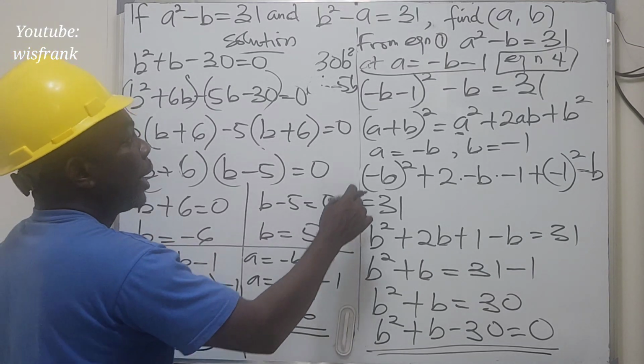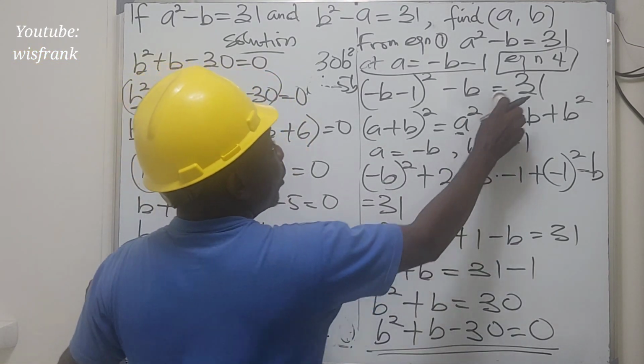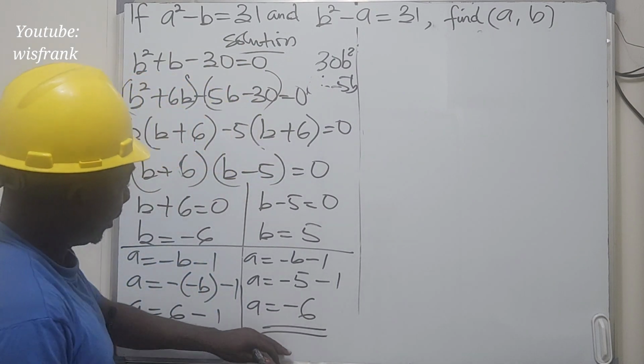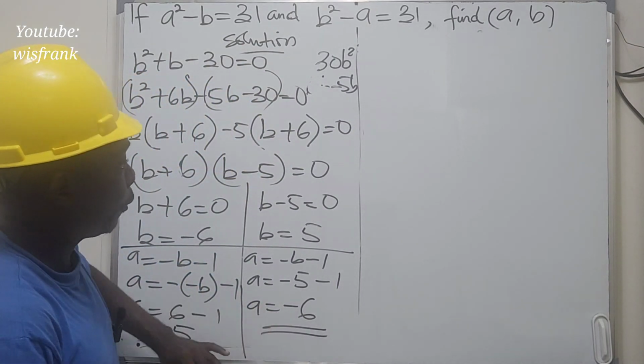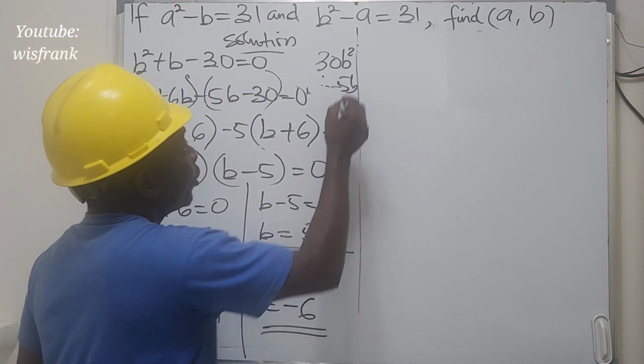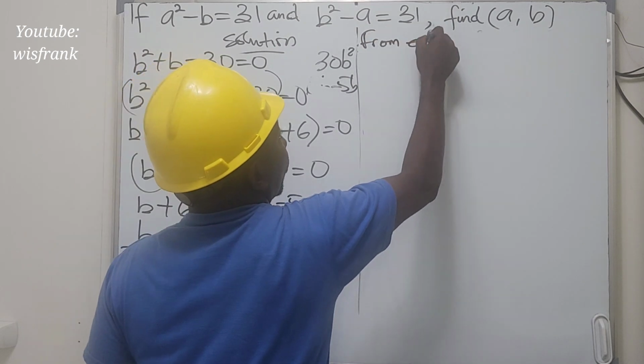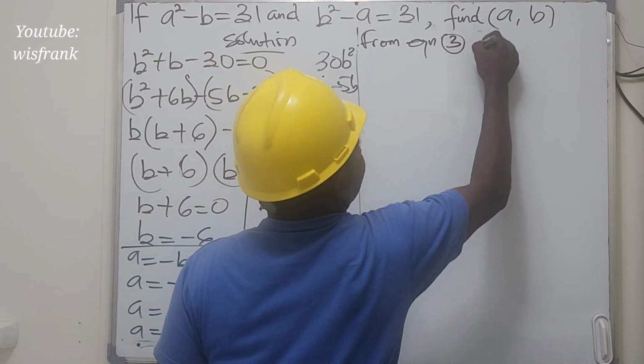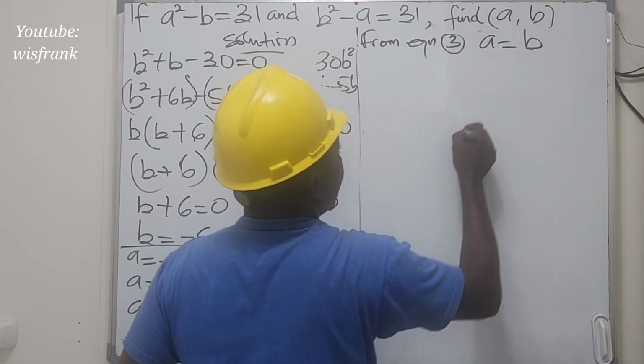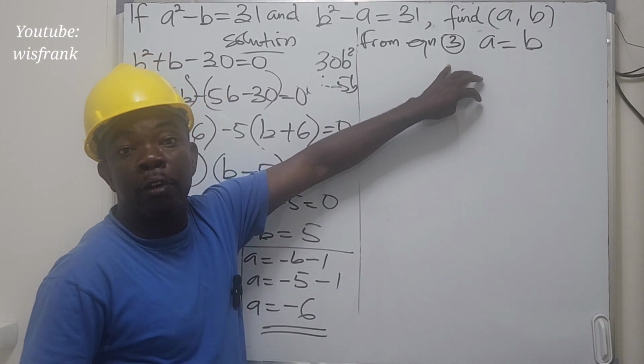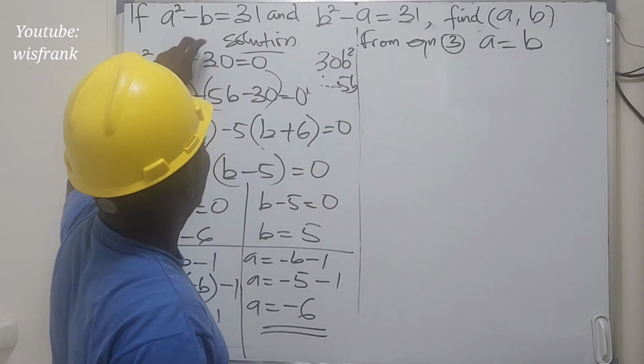We recall that we said we need to clean over here. So we have this. This is from equation 4. Then we recall from equation 3, where we have a equals b. So we will substitute the value of a as b into equation 1.